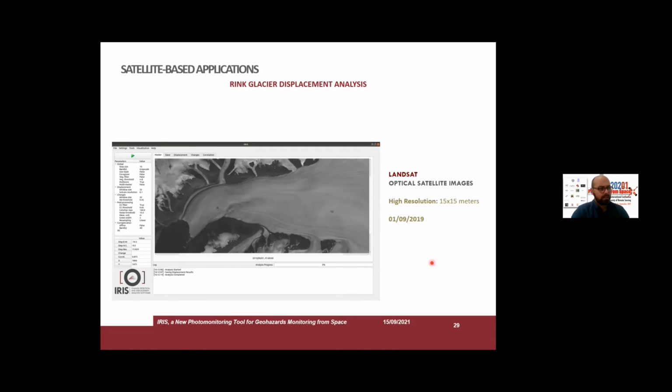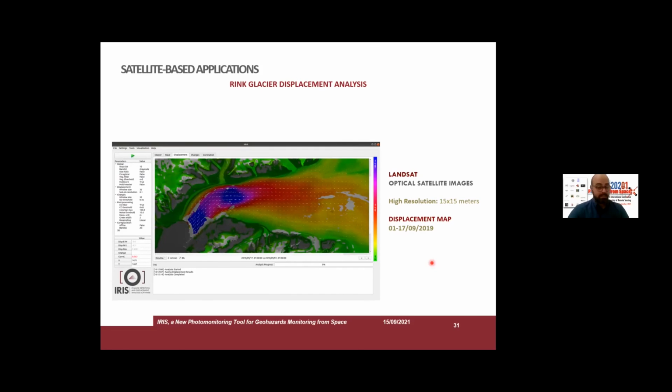And at last, this is the Rink Glacier. We used optical satellite images from Landsat. If I remember well, it's band 8, near infrared. This is the master. This is the slave. We are not able to detect any movement by our eyes in a qualitative way. But by using this tool, this is the result. So we can see a core in the glacier with a movement of more than 100 meters in less than 1 month, and displacement vectors and so on.